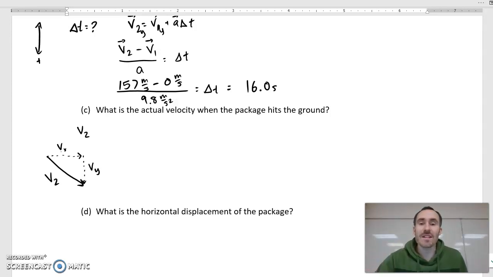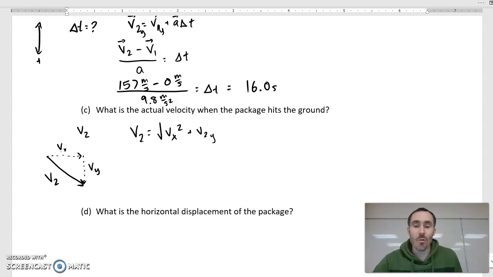Now, I said v2x and v2y, but v2x and v1x are the same thing, right? Because there's no change in horizontal velocity. It's moving the same speed the whole time horizontally. And so we don't actually need to ever label it v2x and v1x because those values are always going to be the same in free fall projectile situations. So when I'm solving for v2, I'm going to use a squared plus b squared equals c squared. I'm just adding two vectors together. So v2 total is the square root of vx squared plus v2y squared.